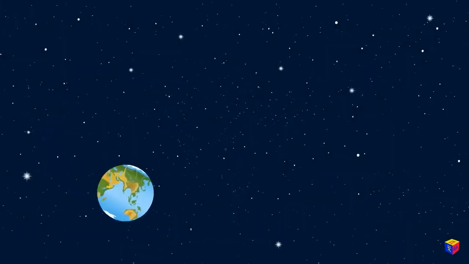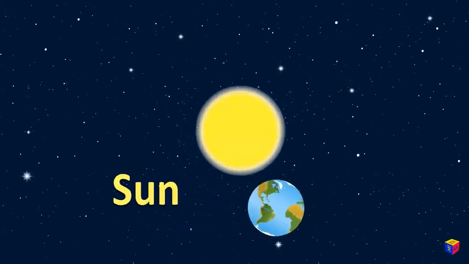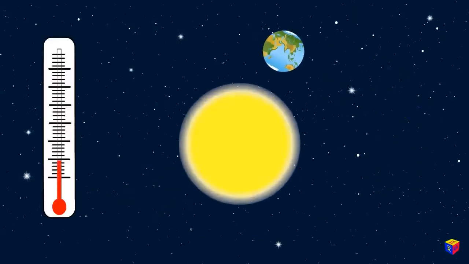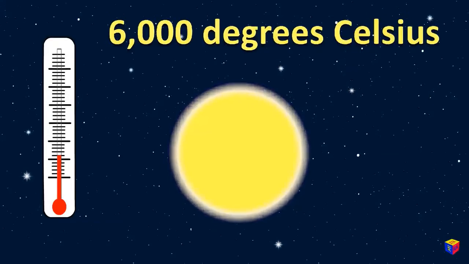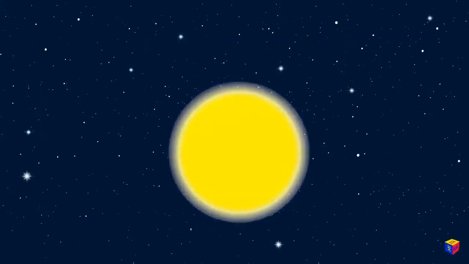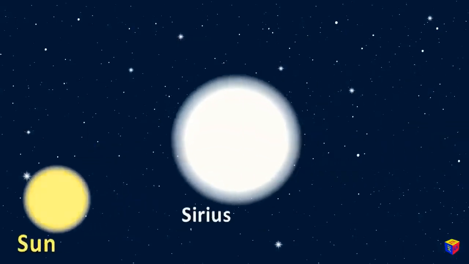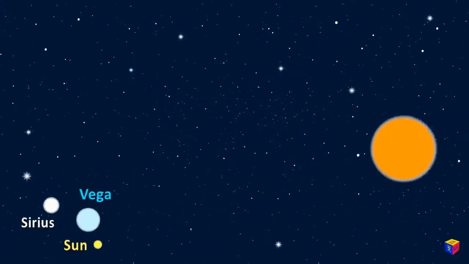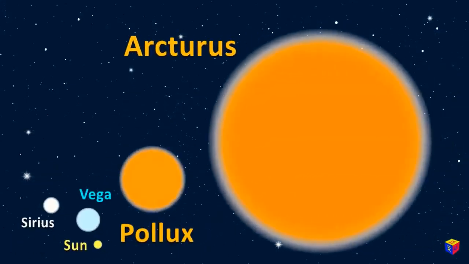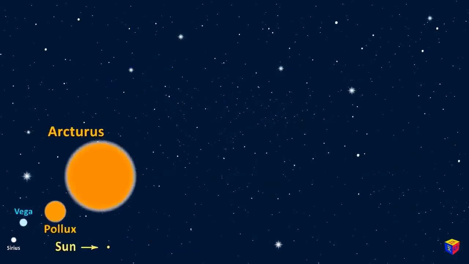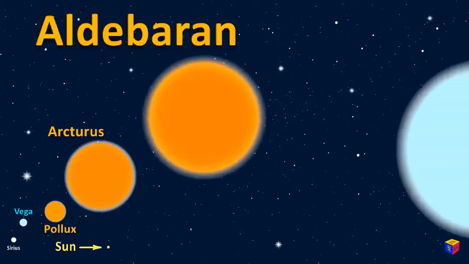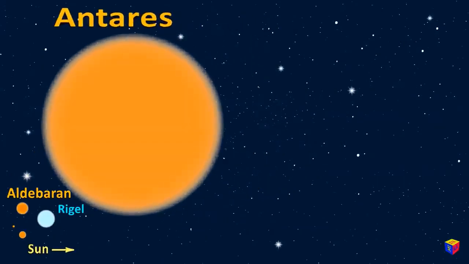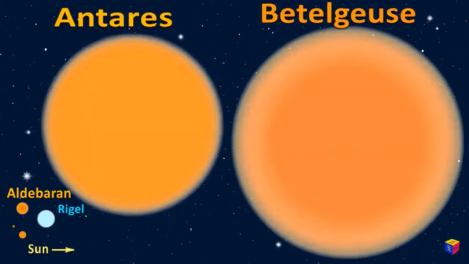Do you know which star is closest to Earth? Of course, this is our Sun. The Sun is a yellow star, and its temperature is about 6,000 degrees. And this is how the Sun looks in comparison to some other larger stars. Sirius, Vega, Pollux, Arcturus, Aldebaran, Rigel, Antares, Betelgeuse.